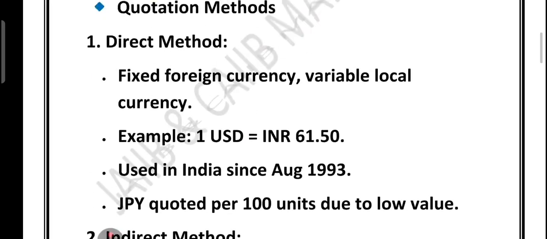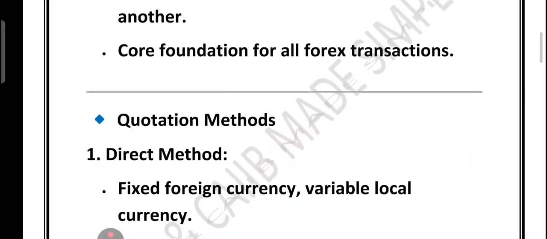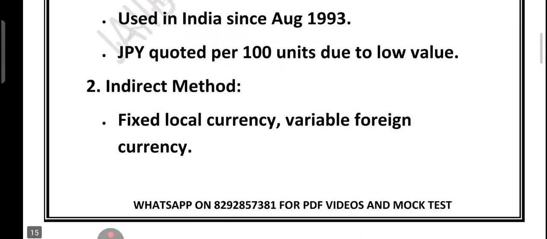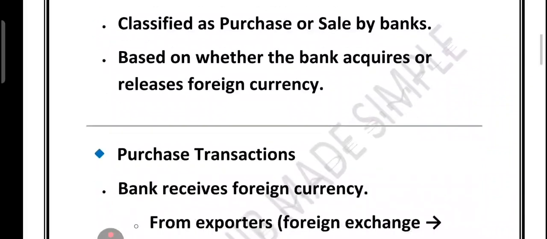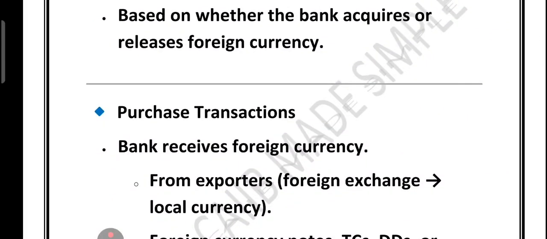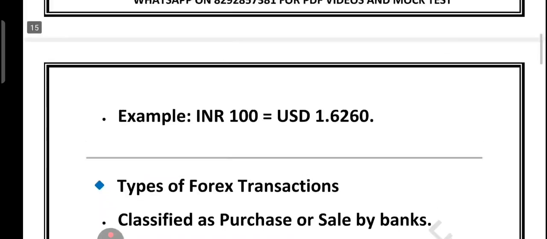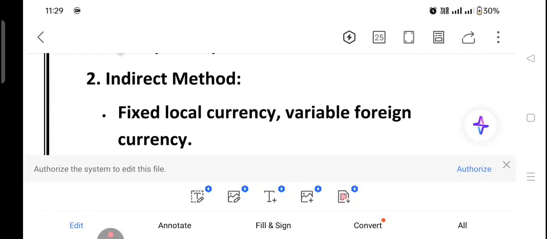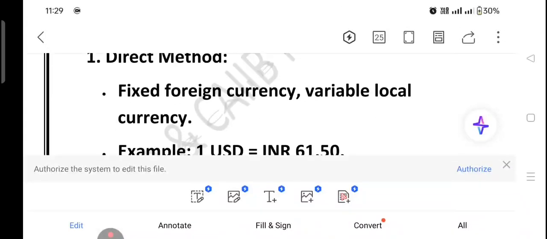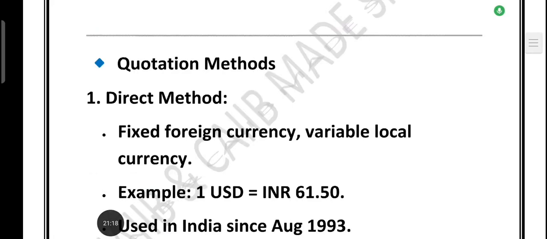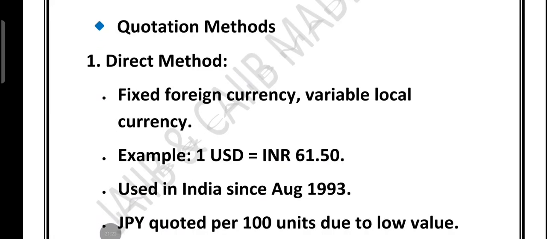Now friends, let's look at the rules regarding forex transactions. Basically, there is something called variability in rate, and then we have the sell transaction rate. So here you can see there are two ways to quote. The first way is called the direct method. The second way is called the indirect method.